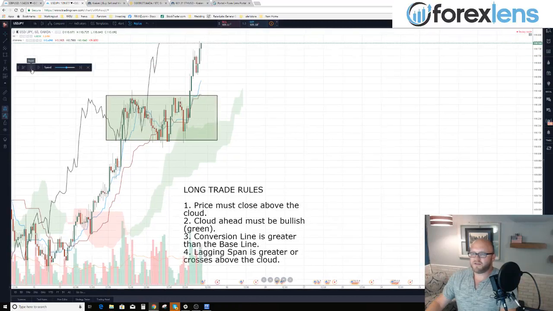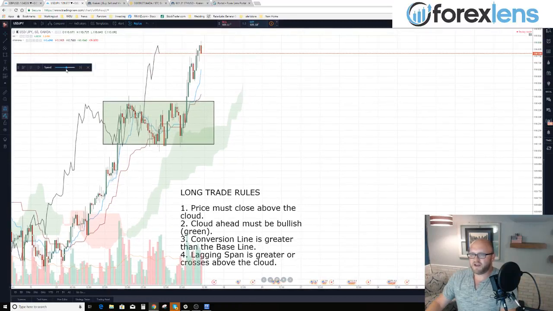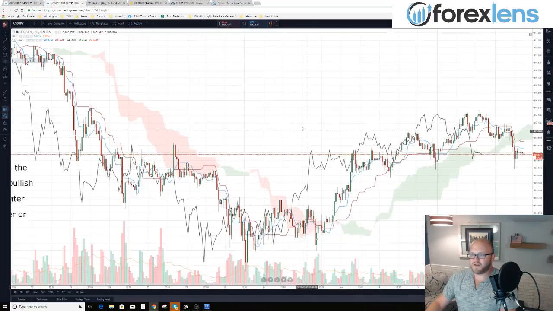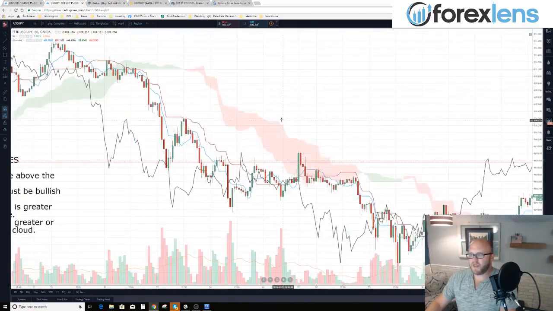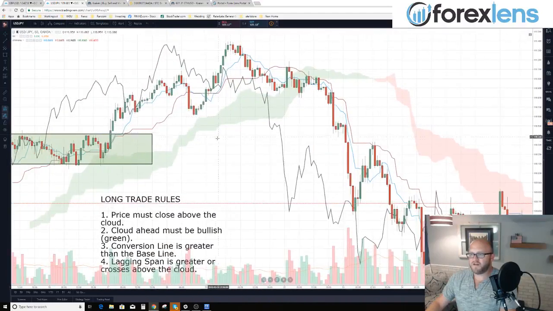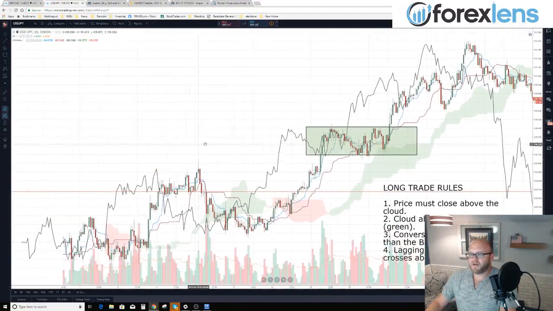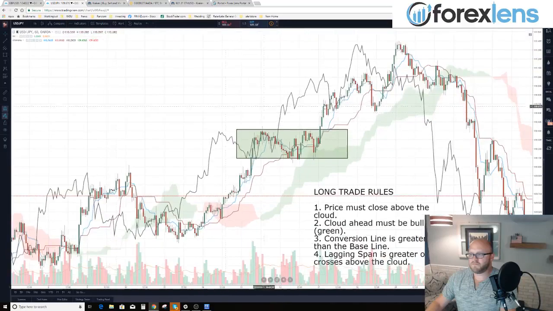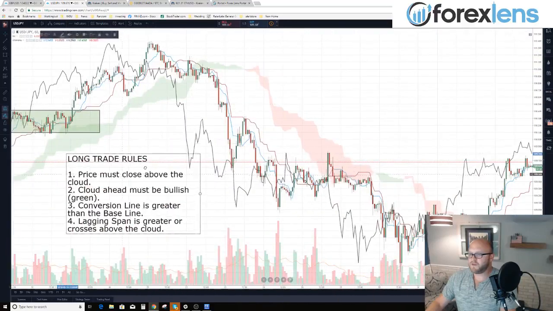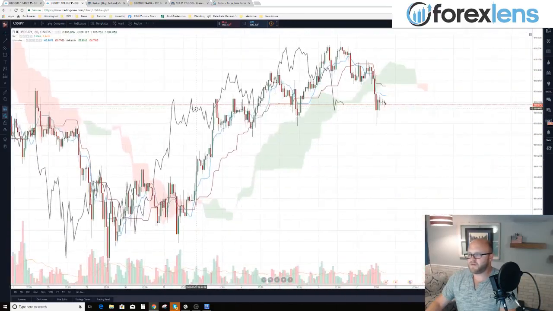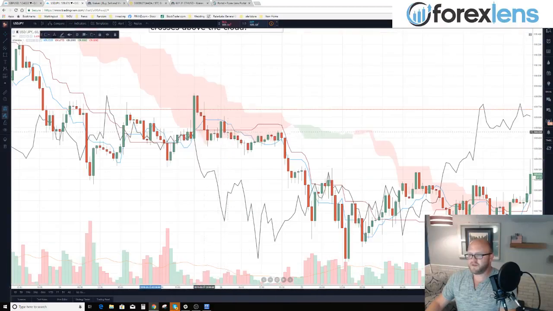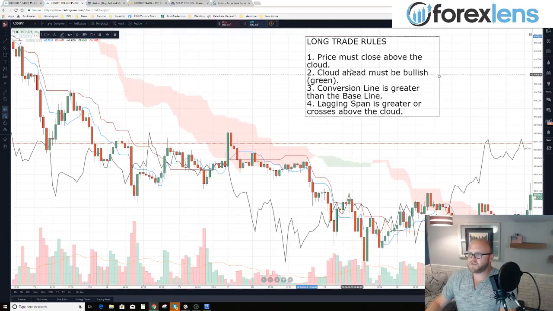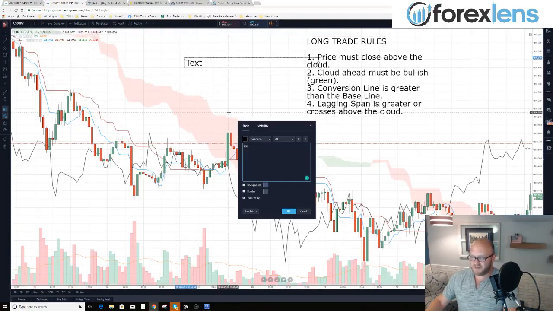Now, what we want to do next is we want to identify a short trade. And so how do we trade a short signal? I'm going to drag that along with me. We could use this. Okay, so that was our long trade rules. Our short trade rules are going to be just the inverse of this.